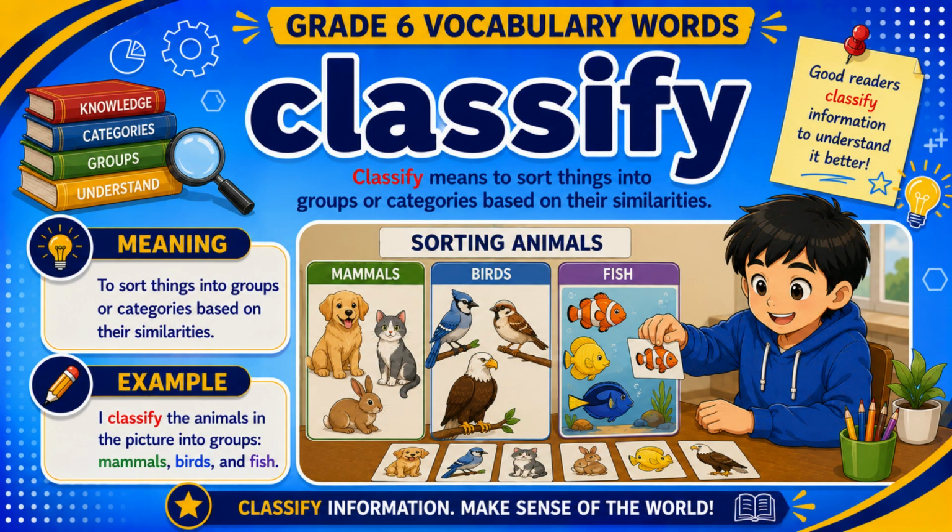Our final vocabulary word is classify. To classify means to sort things into groups based on their similarities. For example, we can classify animals into mammals, birds, fish, reptiles, or amphibians. Good readers also classify information by grouping similar ideas together. This skill helps us understand informational texts more effectively.